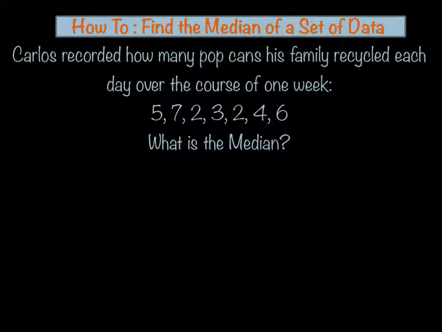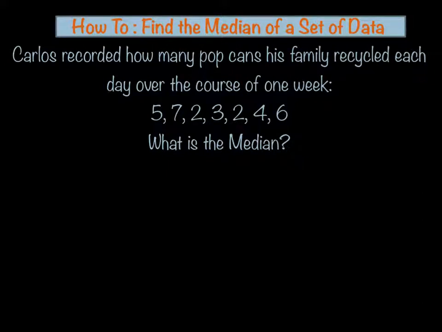Carlos recorded how many pop cans his family recycled each day over the course of 1 week, and he kept track of some information right here. He had 5 on Sunday, 7 on Monday, 2 on Tuesday, 3 on Wednesday, 2 on Thursday, 4 on Friday, and 6 cans that were recycled on Saturday. So he wants to find the median of his range of data right here.